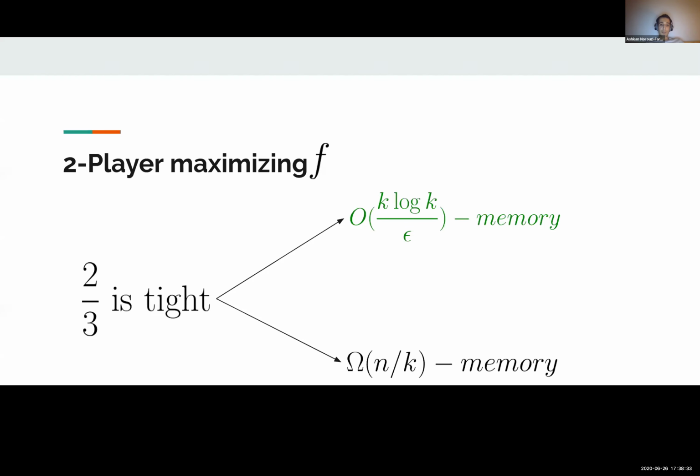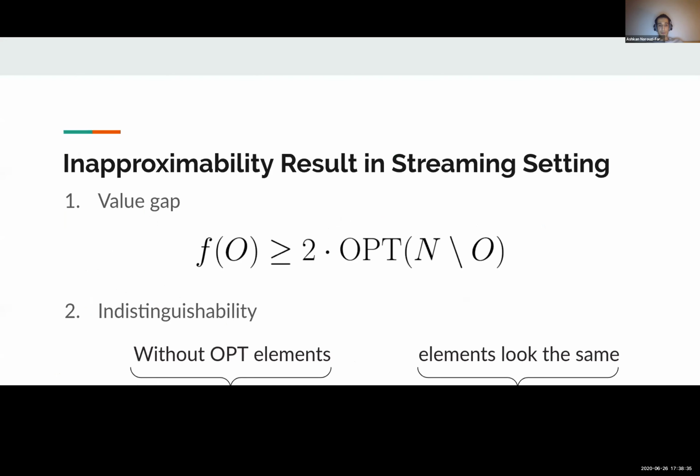That's the general overview. So I can go to the slides if you want. This is for the general players, but we want two things, the gap value and indistinguishability. Because it's random, it's indistinguishable. And the gap value that we get in this case is 2/3.